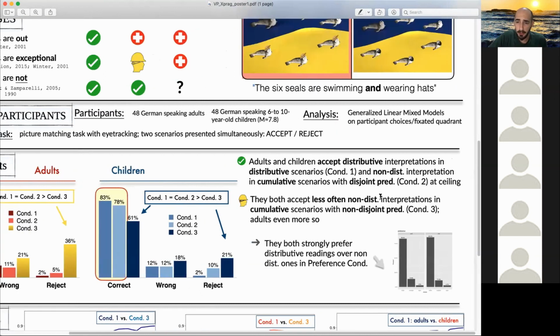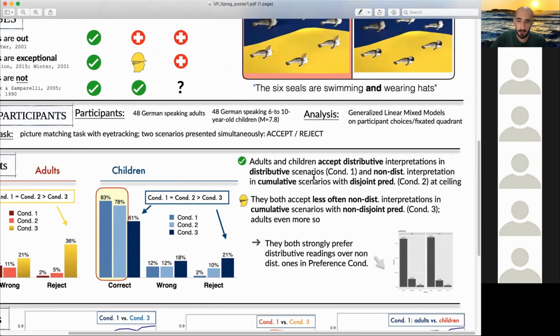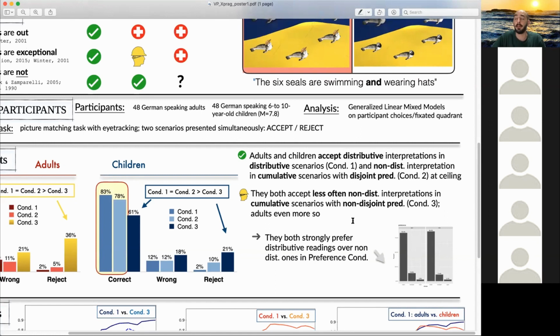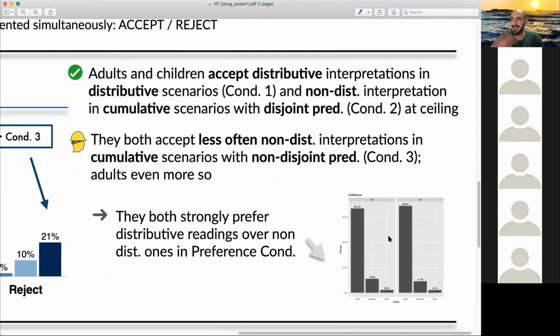Cool. So adults and children accept distributive interpretation in distributive scenarios, non-distributive interpretation in cumulative scenarios with disjoint, incompatible predicates, and they both accept less often weaker readings of conjunction in cumulative scenarios that would allow you to adopt a distributive reading, a stronger reading, okay? And also we had a preference condition that I haven't showed you, and they both strongly prefer distributive readings over non-distributive ones. You see, this was exactly like in the inverse scope.